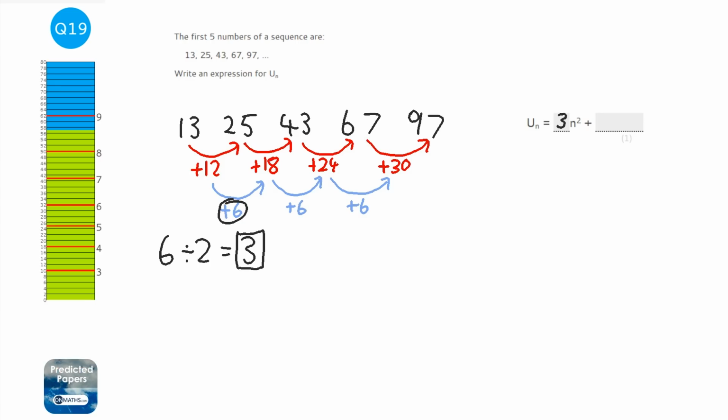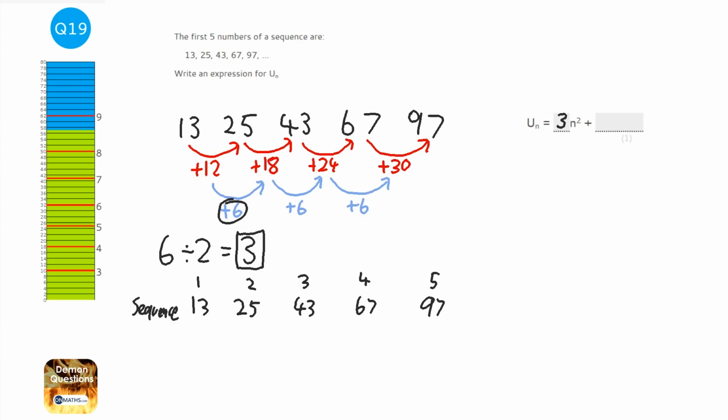Now, the problem is we don't know what else we need. What we need to do is write out the sequence 3n squared. So let's number the terms. So we've got the first term, second term, third term, fourth term, and fifth term. And so we've got our sequence, which is, I'm just going to copy this out again, 13, 25, 43, 67, and 97.